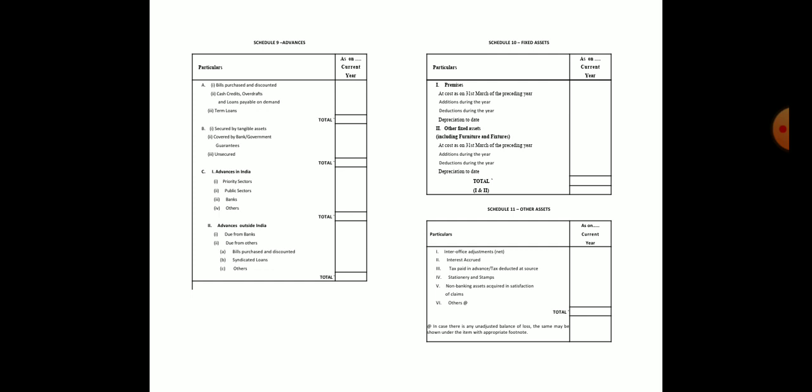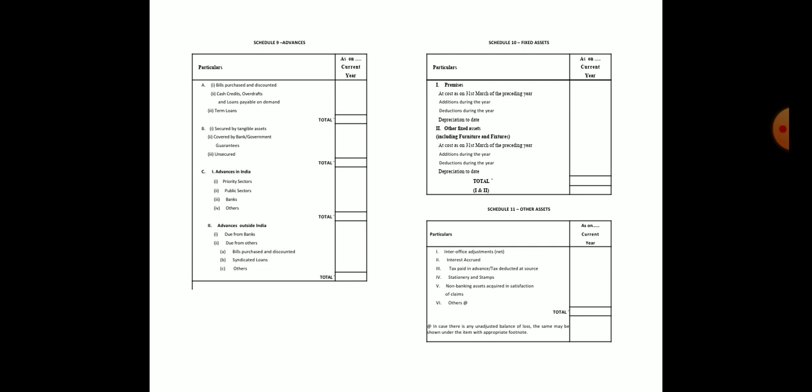Other fixed assets including furniture, fixtures, etc. Again, the adjustment should be the same. At cost we will record it of the preceding year, then addition during the year if any purchase, deduction if any sale, then depreciation to date. So if we add the first point and the second point, then we will get total fixed assets as per schedule 10.